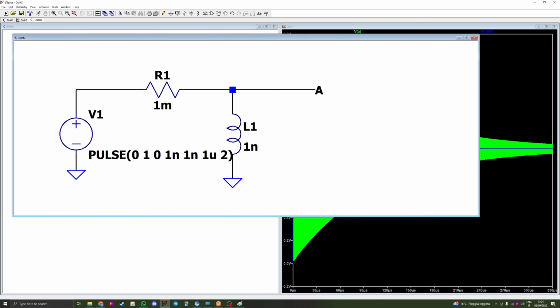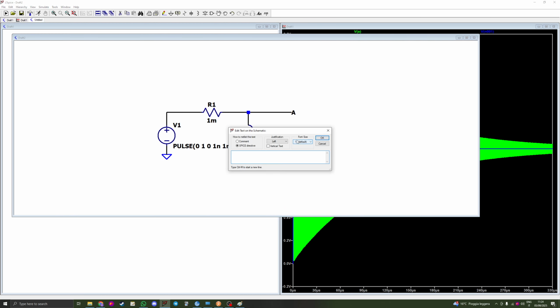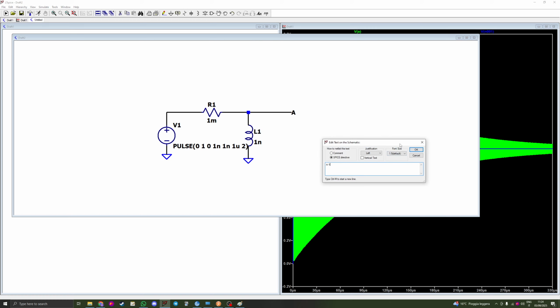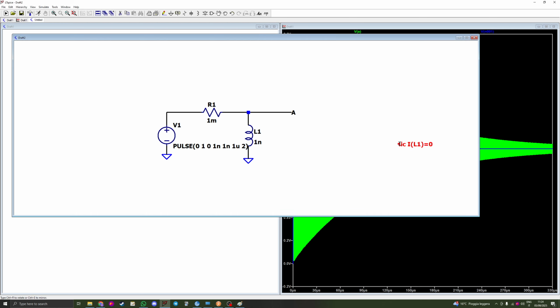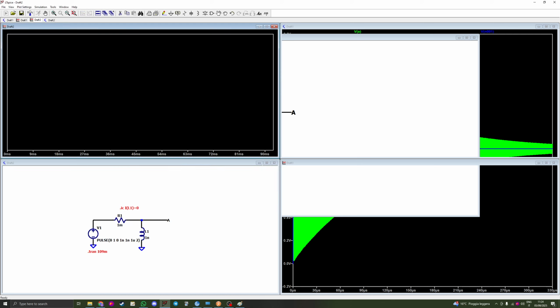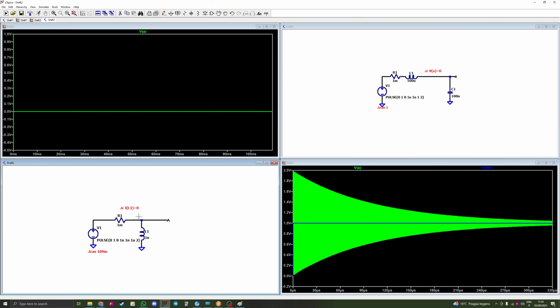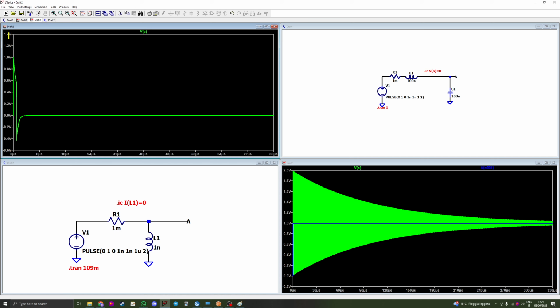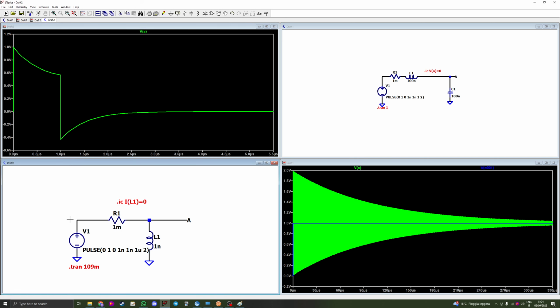We call this A. And dot IC I of L1 equal to 0. And let's see what happens. Now, we expect actually to be 0 because this is a ground, basically, but it's not 0. Because what is happening?